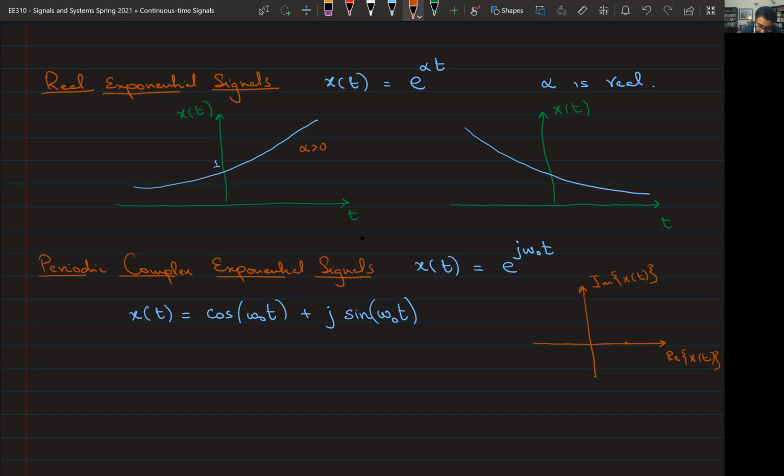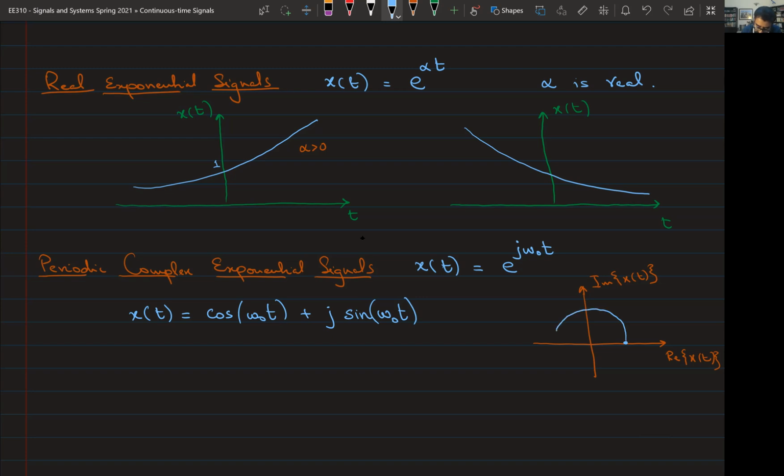And as I increase time, what happens? If omega naught is positive, let's assume omega naught is positive. As you increase time, the value of cos goes down and sine increases. That's why the real part will go towards the left, like the circle moves left. Exactly. And the imaginary part will increase.